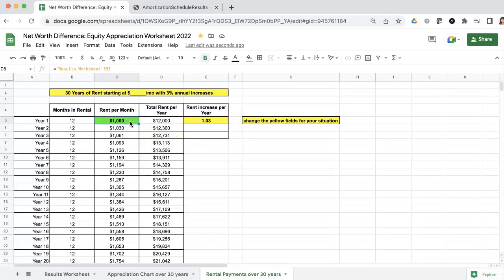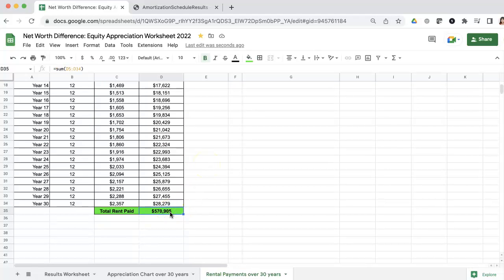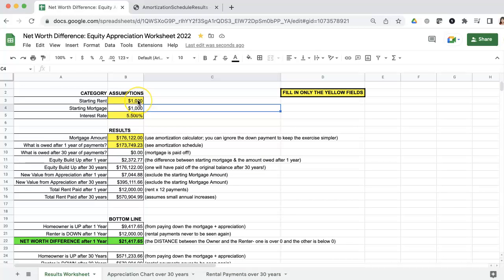And this starting amount is going to be pulling from the results worksheet, so you don't need to do anything there. And then again, at the bottom, you can see that you've paid $570,905 in rent over 30 years, and your monthly payment after 30 years is $23.57. Let's use this sheet and do a different calculation.